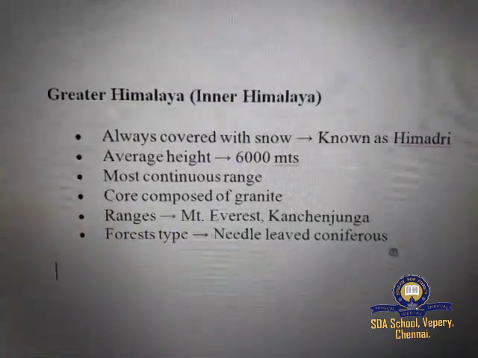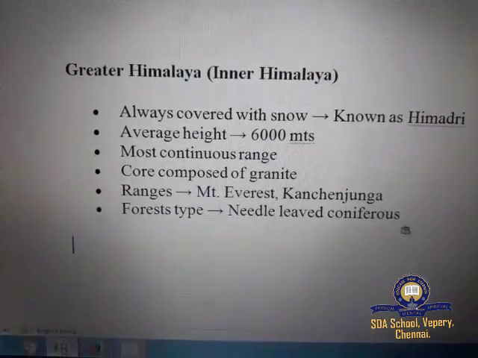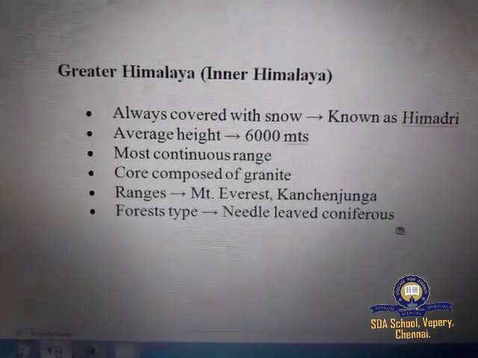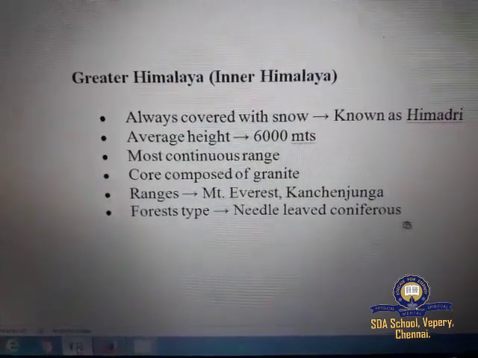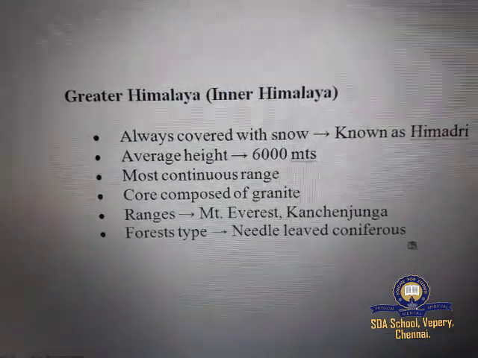The notable ones are Mount Everest and Kanchenjunga. Mount Everest is located in Nepal. Kanchenjunga is located between Nepal and Sikkim. So, it has many glaciers: Gangotri, Yamunotri and Siachen.